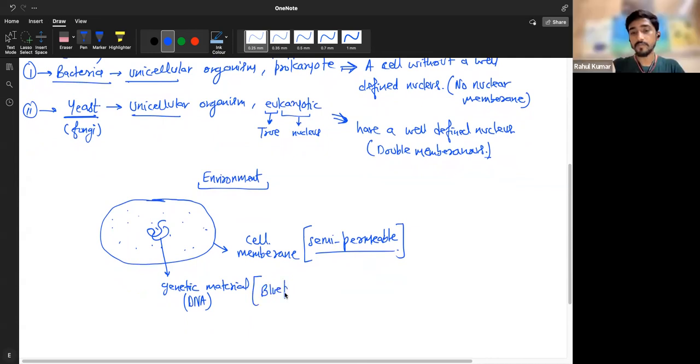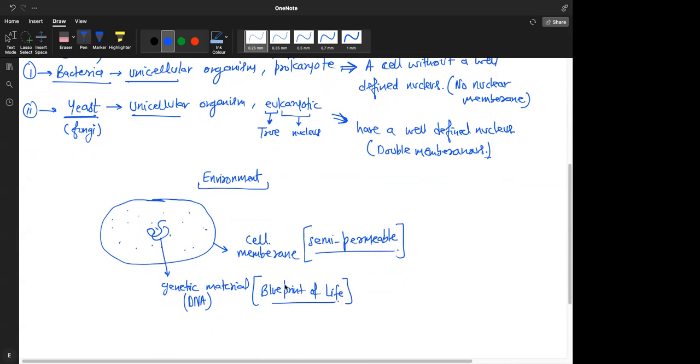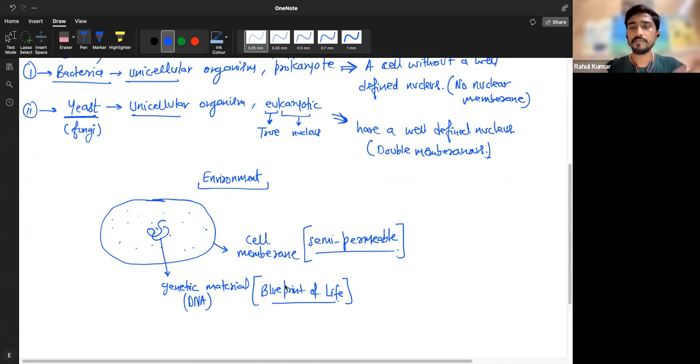blueprint of life. What is a blueprint? Before making any building or anything, we make a blueprint of it, right? How will it look like? Where will be the exit points, the entry points? Where will be the pillars? Where will be the floor? All that planning is done. That's called blueprint. So genetic material is the blueprint of life.